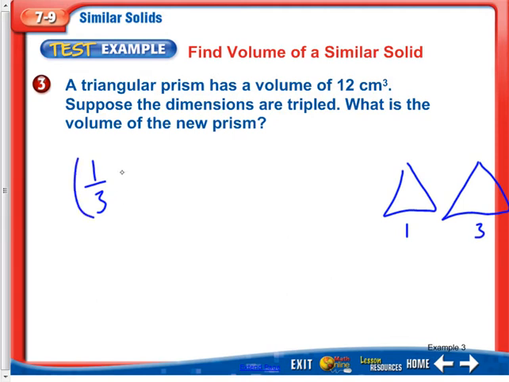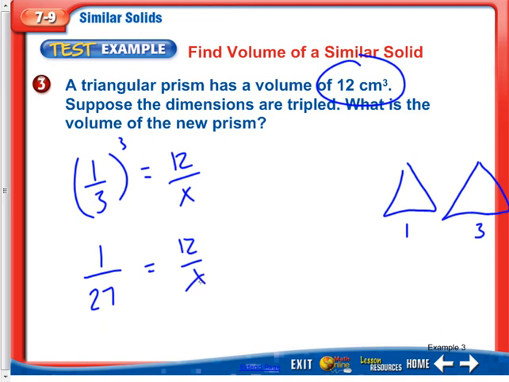Now remember, the ratio is going to be cubed. Okay, and we're going to set that equal to 12 goes with my smaller one, because it says suppose the dimensions are tripled. So that tells us that the 12 is going with the original shape. Now let's go ahead and cube this. So we're going to get 1 over 27 is equal to 12 over x. We can cross multiply this. This ends up real nice when we use a 1, because we'll just get x is equal to 12 times 27, and that's 324 centimeters cubed.